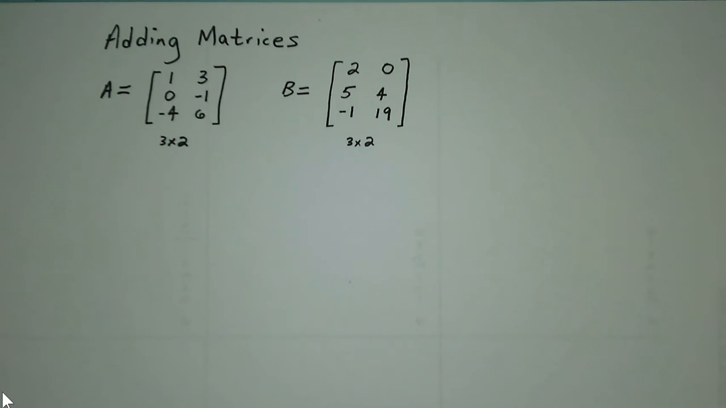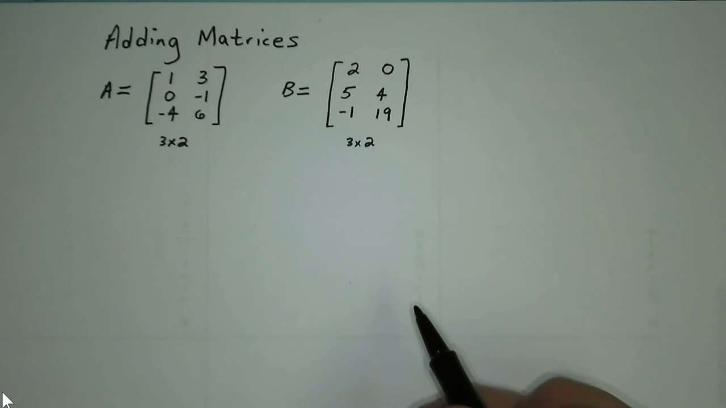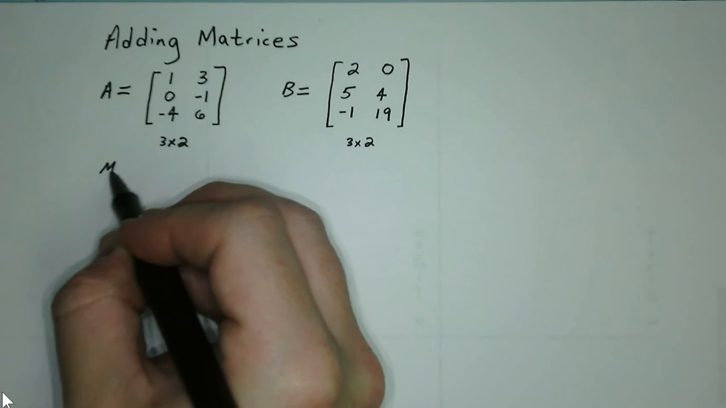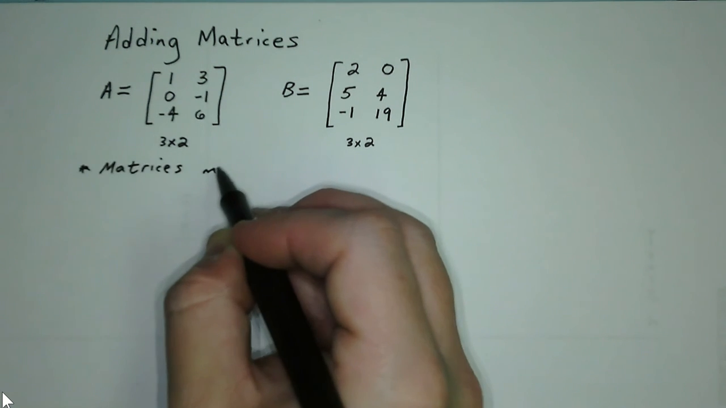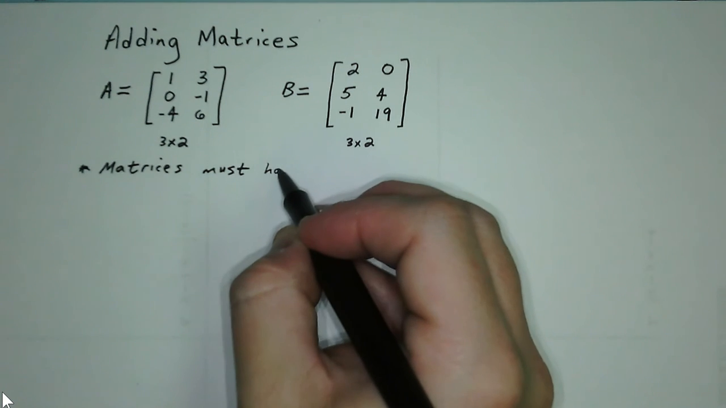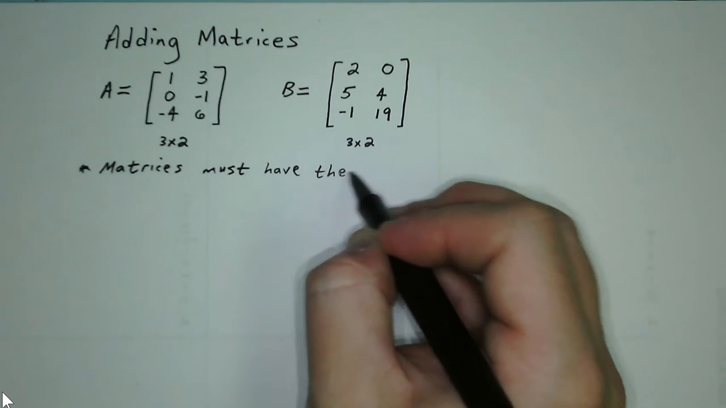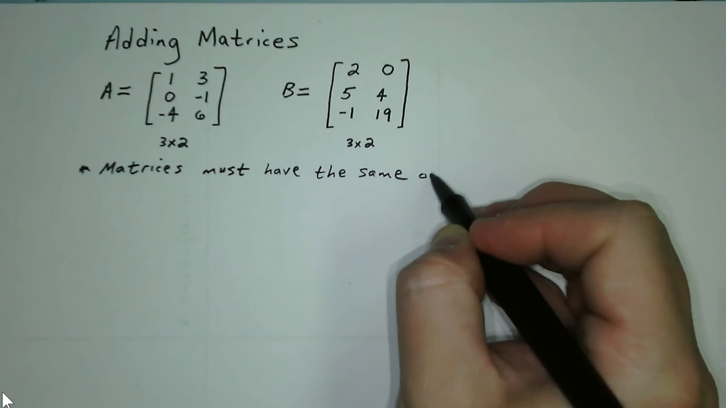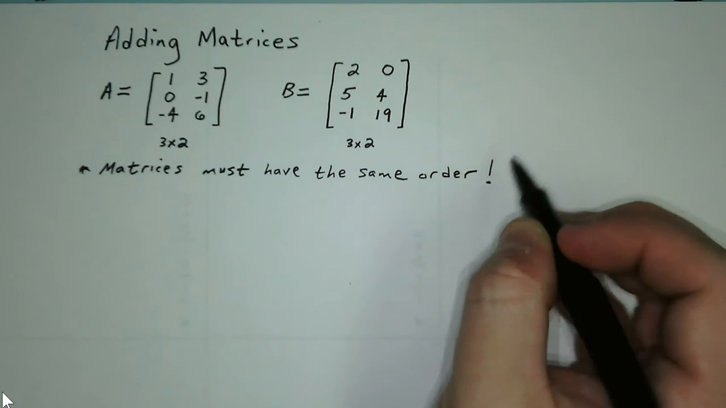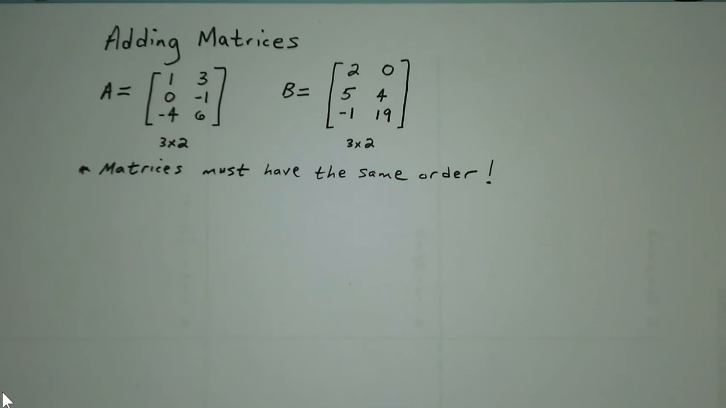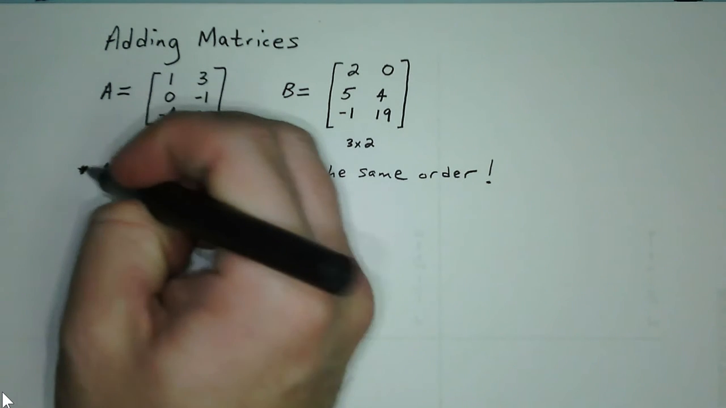And when we think about adding matrices together, once again, it's going to be exactly what you would expect it is, okay? The matrices must have the same order. Okay? They got to have the same shape. They got to be the same type of matrix, the same order of matrix. Otherwise we can't even add them together or subtract them.